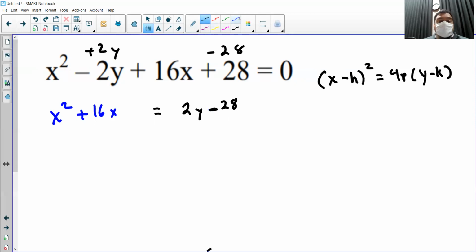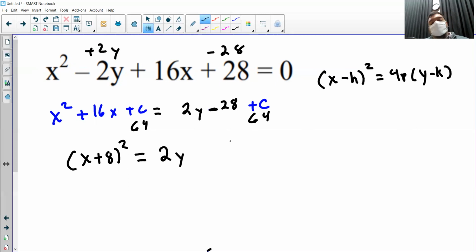Okay, so I need to put a c here to make it perfect, which means I'm going to add a c over here. Divided by 2 is 8. 8 squared is 64. So I'm going to add a 64 over here. This 64 is important to point out because you have to add it to the other side. Equals 2y, negative 28 plus 64. 60, 40, 36. Plus 36.